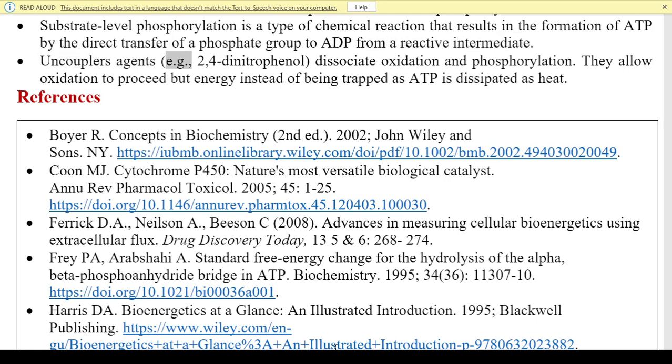Uncouplers agents, for example 2,4-dinitrophenol, dissociate oxidation and phosphorylation. They allow oxidation to proceed, but energy instead of being trapped as ATP is dissipated as heat.